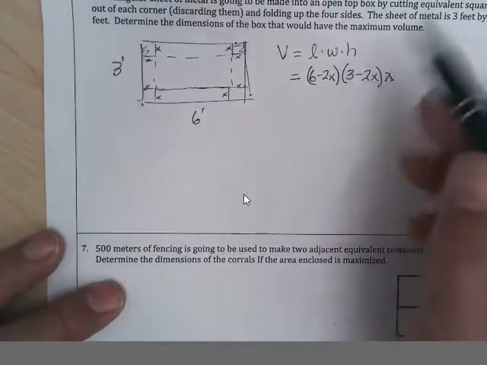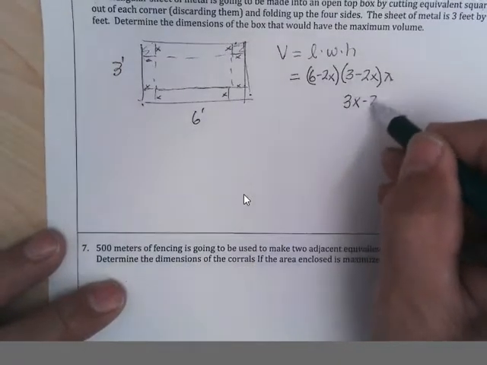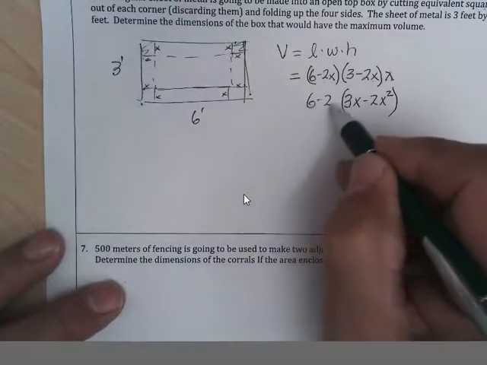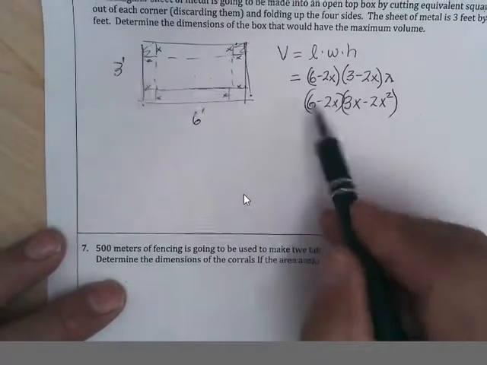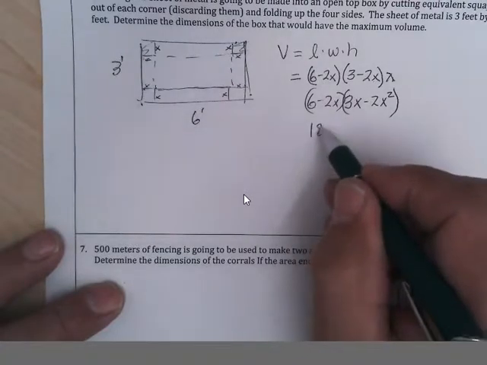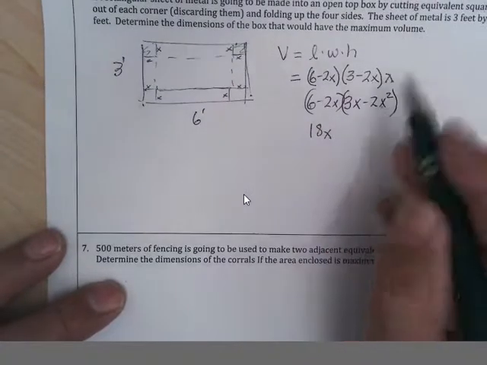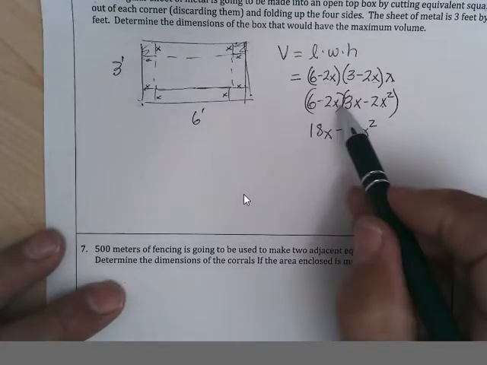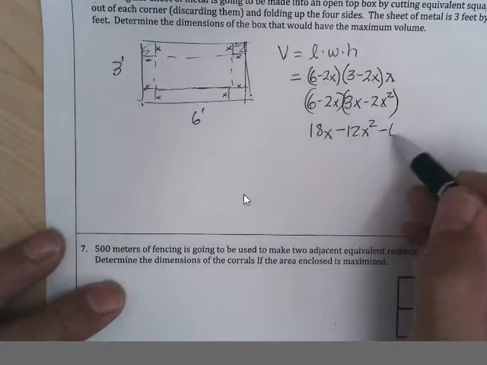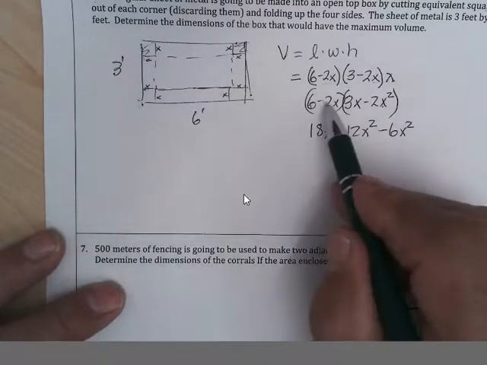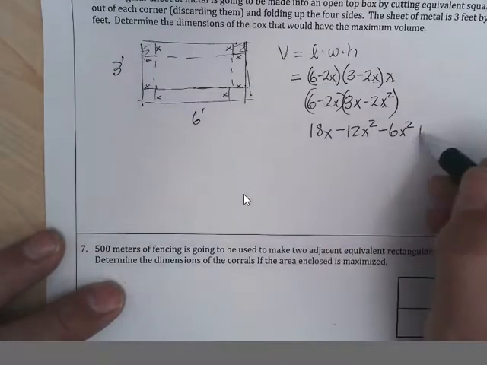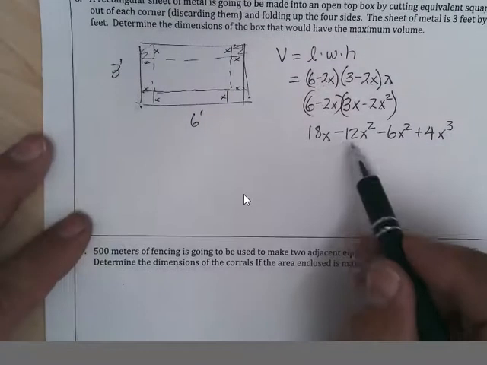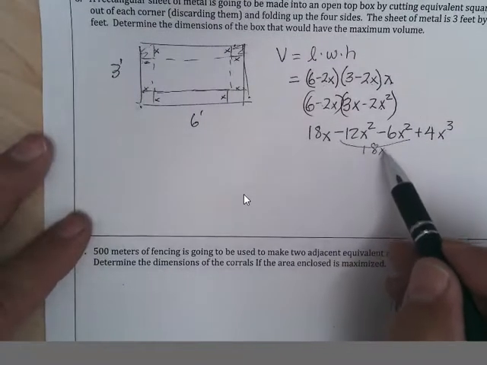So if I take X times this, I get 3X minus 2X squared. If I multiply these, 6 times this would be 18X. 6 times that would be minus 12X squared. And this times this would be minus 6x squared, and minus 2x times minus 2x squared is plus 4x cubed. These could be combined to be minus 18x squared.